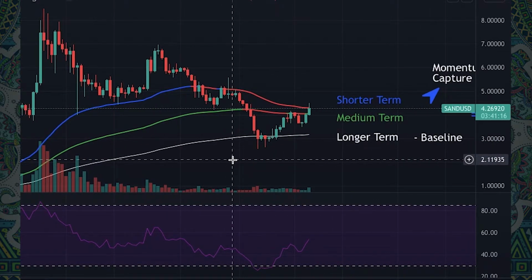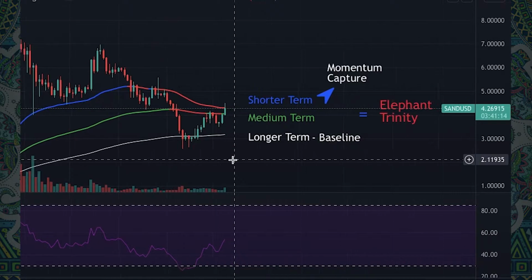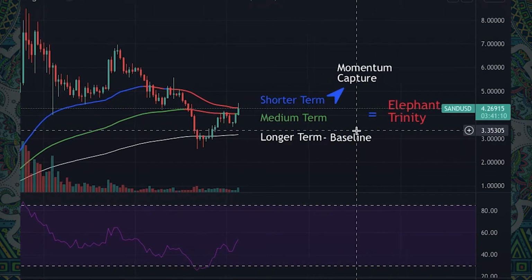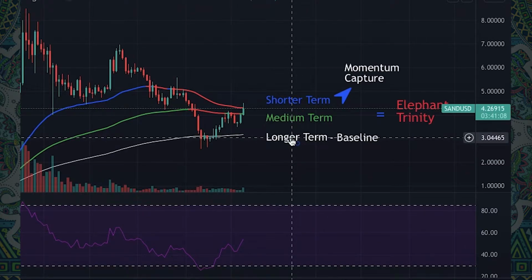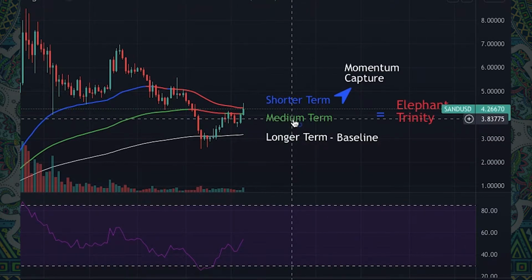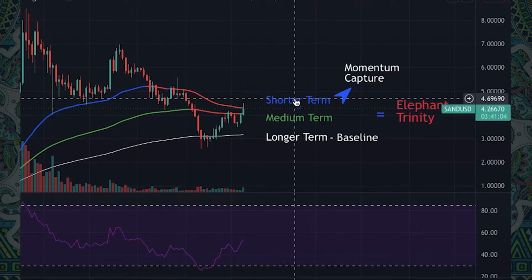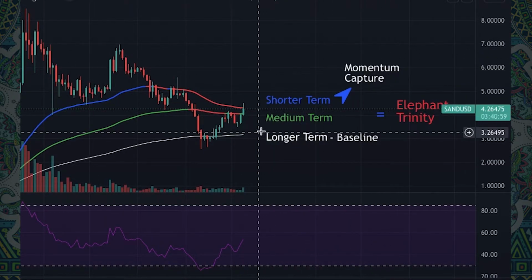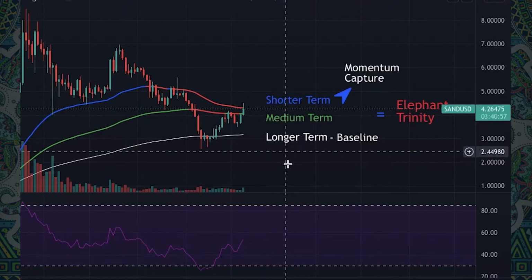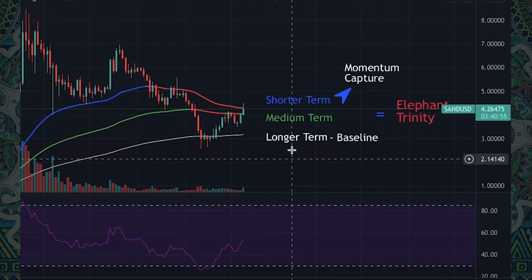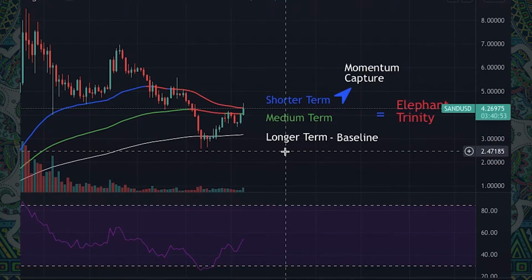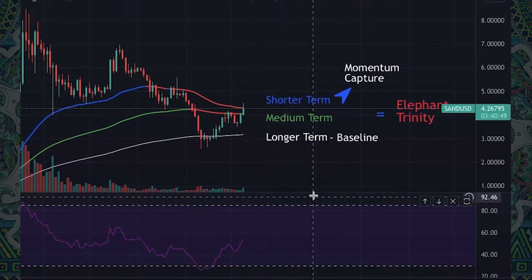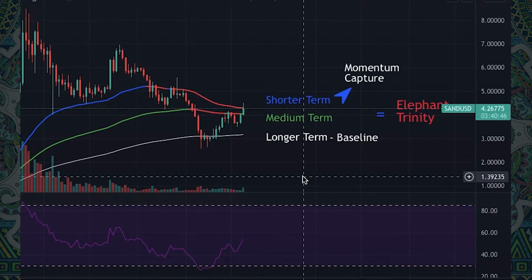But what we want to see for the Elephant Trinity, and that's what the three of these will make up, is we do want to see the longer term on the bottom, medium term here, and the shorter term in that order if we're in a bull market or if we're wanting the market to go up. If we're in a bear market, we would want these exactly opposite. We would want the white and then the green medium and the blue shorter term leading the way down, which we're going to see in a couple examples.